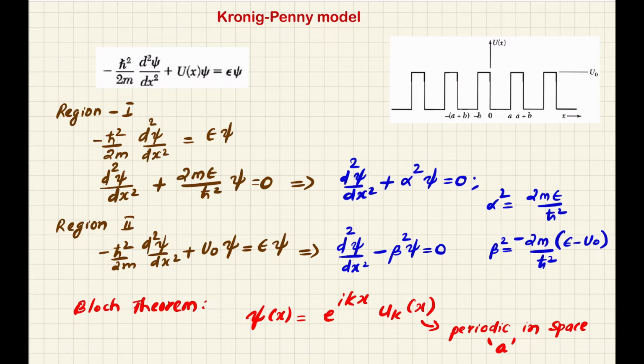So this is minus h cross square by 2m d square psi by dx square equals the energy. The energy is completely kinetic energy; there is no potential energy. Now, we can simplify this expression and write it in terms of a parameter called alpha, where alpha is 2m epsilon by h cross square, as epsilon is the total energy in region 1.